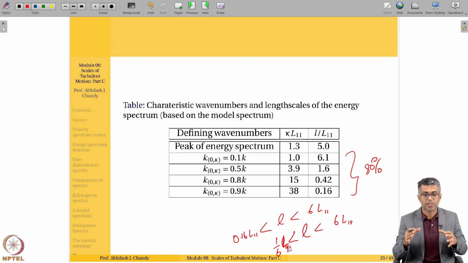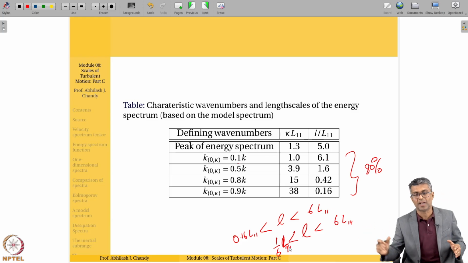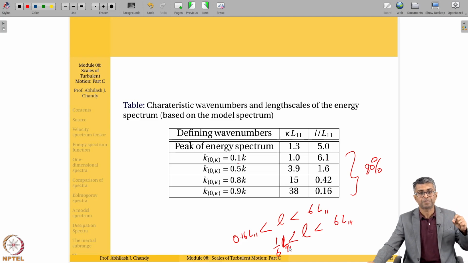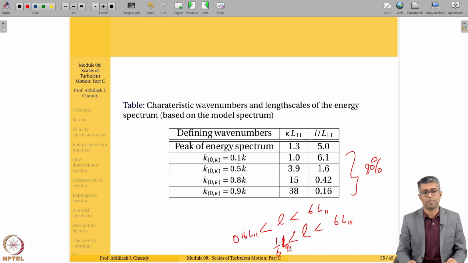So my energy is contained in these length scales. 80% of the energy is contained between 0.16 L11, or that is 1/6 L11, to 6 L11. And that's it, right? So now you see where we got the 1/6 L11 from. If you remember, we had a demarcation length scale for the energy containing range. We said that below that is the universal equilibrium range. Above that is the energy containing range. This is where it is coming from.